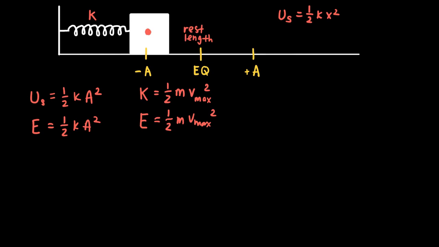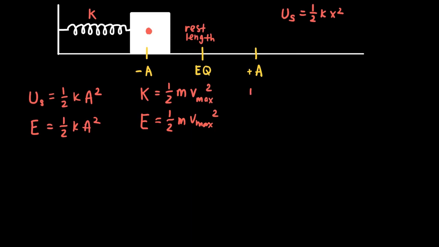And notice that the distance from equilibrium, A here, is squared in the equation for elastic potential energy, and so it doesn't matter if we're talking about the negative amplitude or the positive amplitude, the energy associated with that position will be positive. And so at the positive amplitude, I could say that the elastic potential energy is given by 1/2 Ka squared, but I could also say that the total energy is given by 1/2 Ka squared. So that's what happens at the negative amplitude, the positive amplitude, and the equilibrium position.